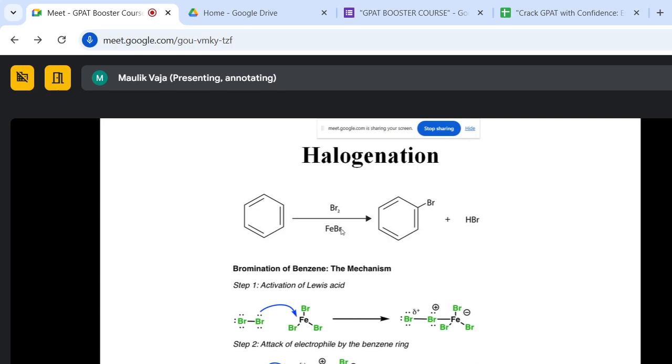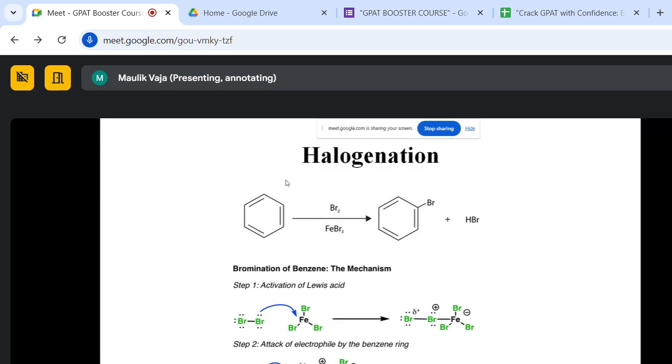Okay, why is FeBr3 used in this reaction? In the first few slides we learned about homolytic and heterolytic cleavage. If a compound undergoes homolytic cleavage, it will form free radicals, and if it undergoes heterolytic cleavage, it will form cations and anions. For this reaction, we need cations and anions.